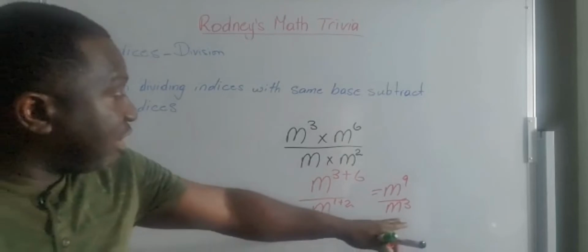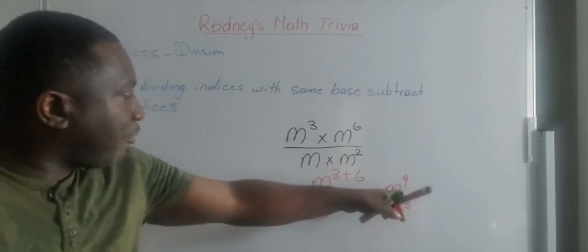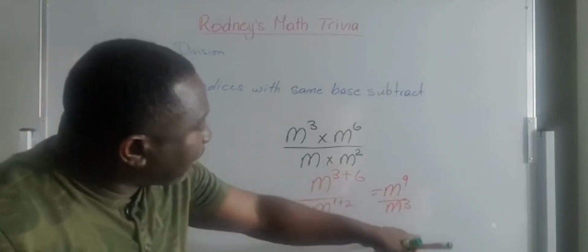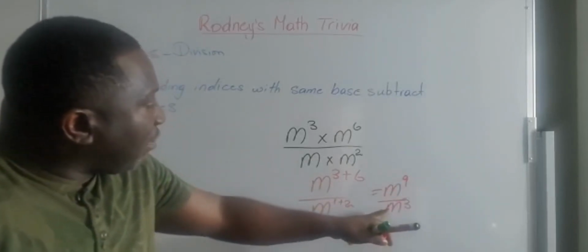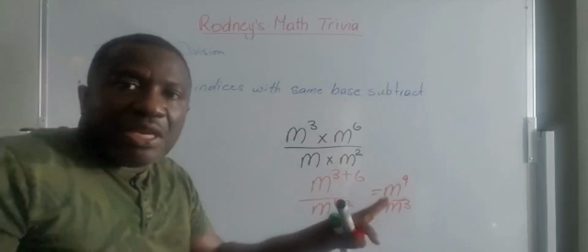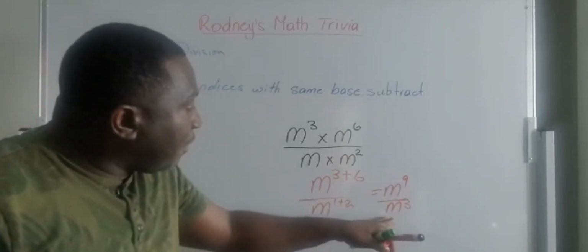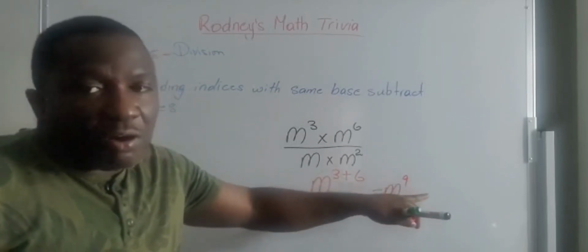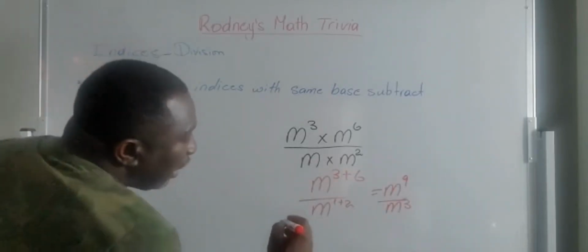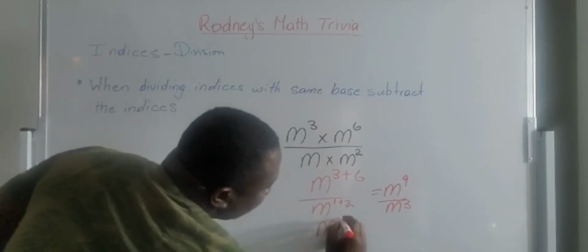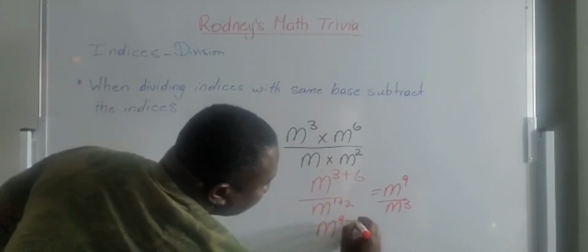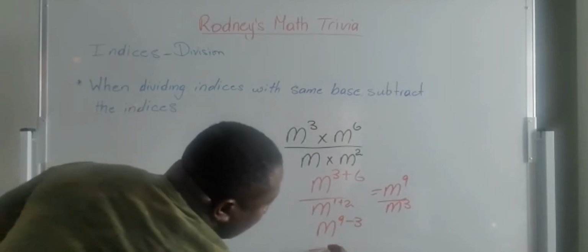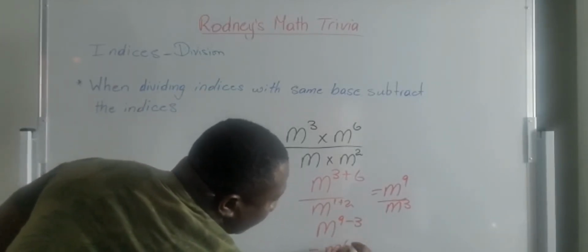The problem is not yet done because we are also performing division. Hence, we are to do the opposite. In this case, we are going to be subtracting the index of the denominator from the index of the numerator. Hence, m to the ninth minus 3, our final outcome will be m to the sixth power.